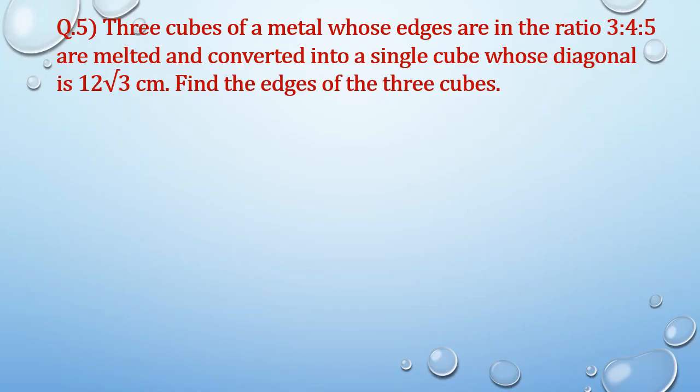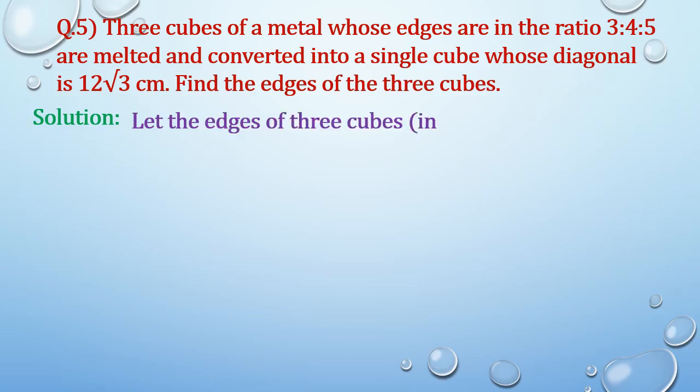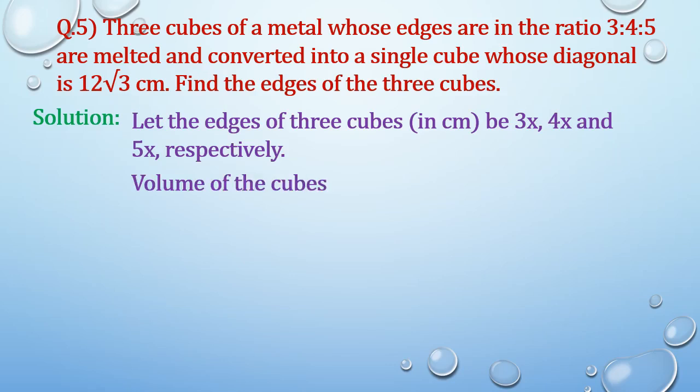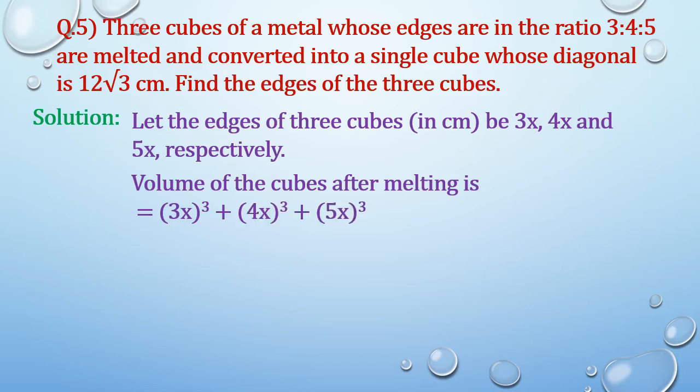3 cubes of a metal whose edges are in the ratio 3:4:5 are melted and converted into a single cube whose diagonal is 12 square root of 3 centimeter. Find the edges of the 3 cubes. Solution. Let the edges of 3 cubes be 3x, 4x and 5x respectively. Volume of the cubes after melting is 3x whole cube plus 4x whole cube plus 5x whole cube, which is equal to 216x cube centimeter cube.